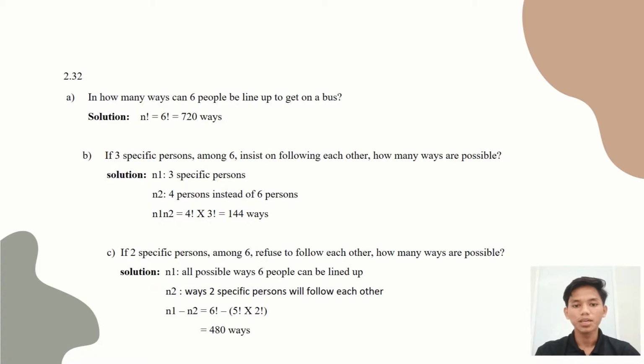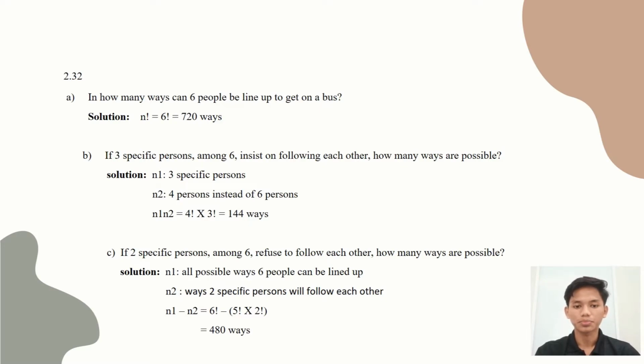Question B. If 3 specific persons among six insist on following each other, how many ways are possible? So the solution, firstly observe these 3 specific persons as 1 person. Then we have 4 persons instead of 6 persons. According to rule 2.1, the first operation is n1 equal to 4 factorial. The second operation is n2 equal to 3 factorial. So n1 multiplied by n2, there are 144 different ways for arrangement.